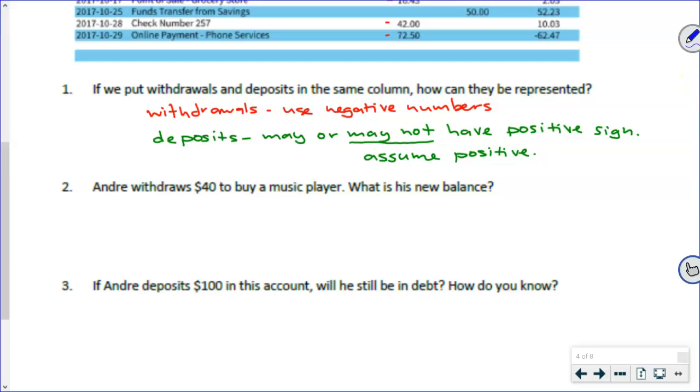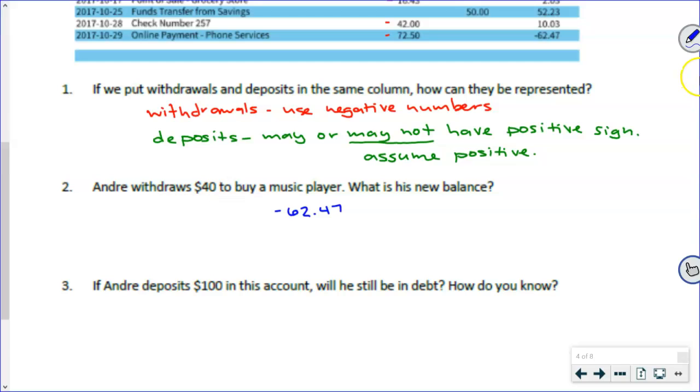All right, what's Andre's account balance before he buys that $40 music player? Alexis? So he has $62 in debt, right? So he already owes $62.47. He's already in debt that much. And what's happening now when he withdraws $40? First of all, is the bank really going to let him do that? Probably not. Not too many will.